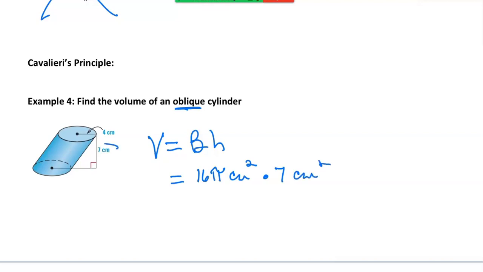And now you have to go with the height, which is 7 centimeters. So they have to give you this vertical height. So that volume is going to be 112 pi centimeters cubed. And let me make this just plain centimeters. Okay, so that's how that works if your shape is oblique. You can't use this slanted height in here. It's going to be the height that forms a right angle.